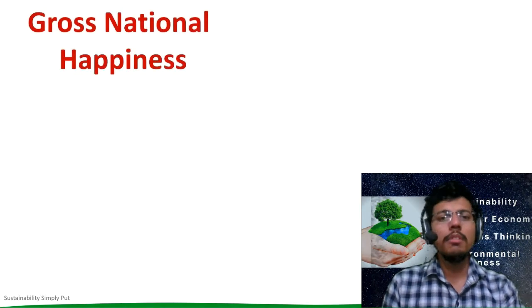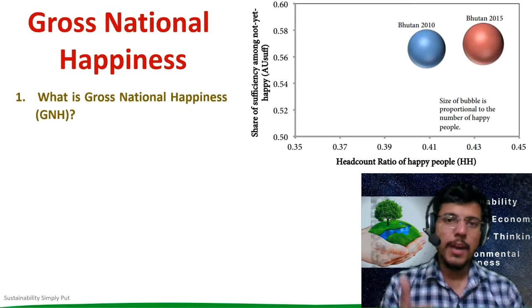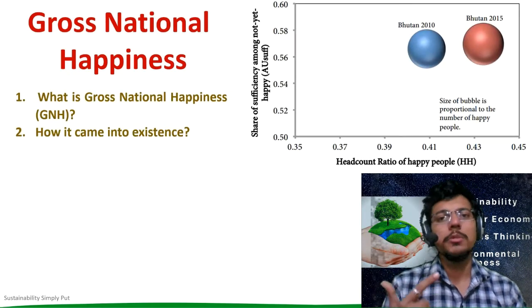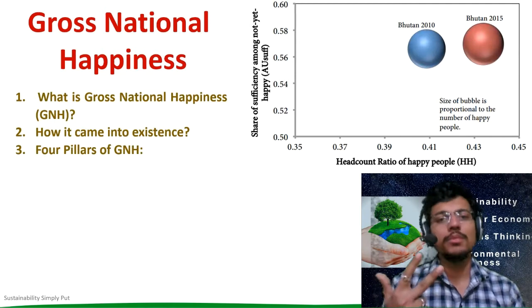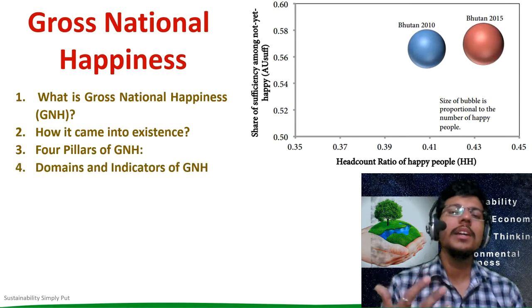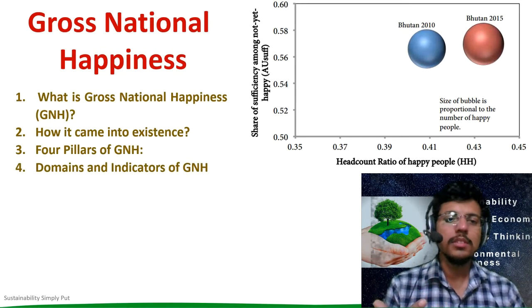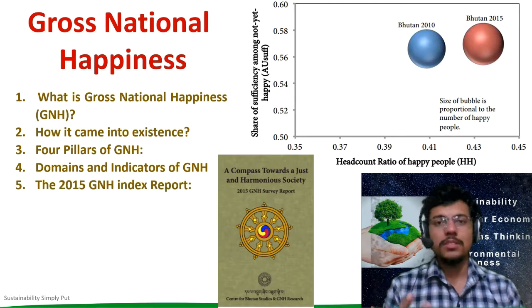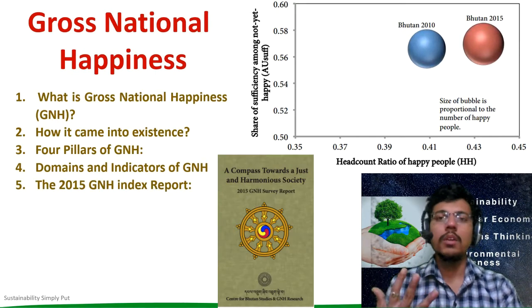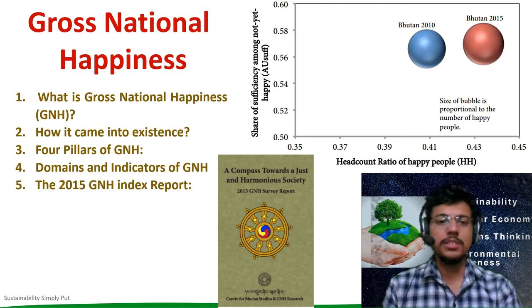In this video we will understand what is gross national happiness, how it came into existence, the 4 pillars of it, and domains and indicators of gross national happiness. And the last point is the 2015 gross national happiness report findings.